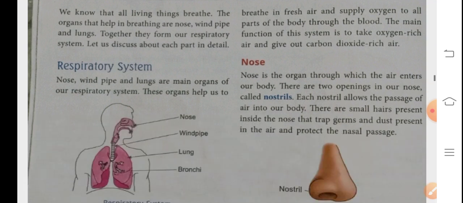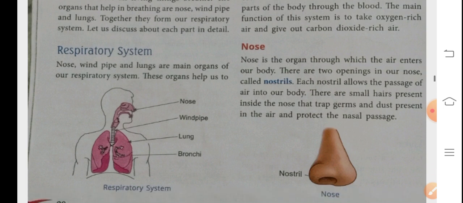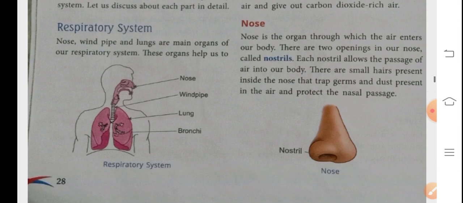For example, in fish, which we have already studied in the first chapter, gills help them breathe. In insects, spiracles help them breathe. And in plants, stomata are present; through the stomata plants breathe. In humans and animals, we breathe through the lungs. Along with the lungs, the organs we need are the nose, windpipe and lungs. Now let us discuss all these parts in detail.